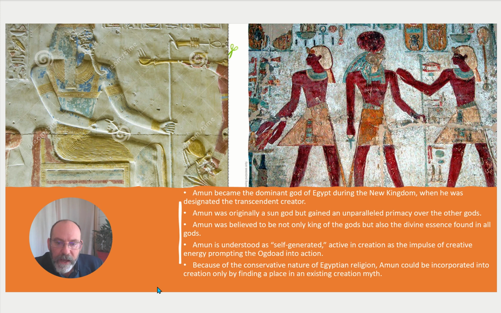Amun is understood as self-generated. He's active in creation as the impulse of the creative energy promoting the Ogdoad into action. So he becomes the primary god.